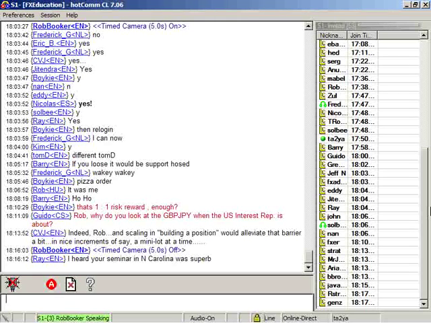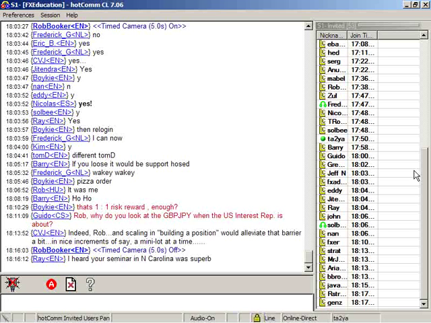Guido. Buongiorno, Guido. Benvenuto al seminario. Rob, why do you look at the pound-yen when the U.S. interest report is about? I'm looking longer term here. I'm not looking at a short-term trade. I'm looking at a longer-term trade. These trades that we just discussed, they're not going to trigger for weeks, probably.